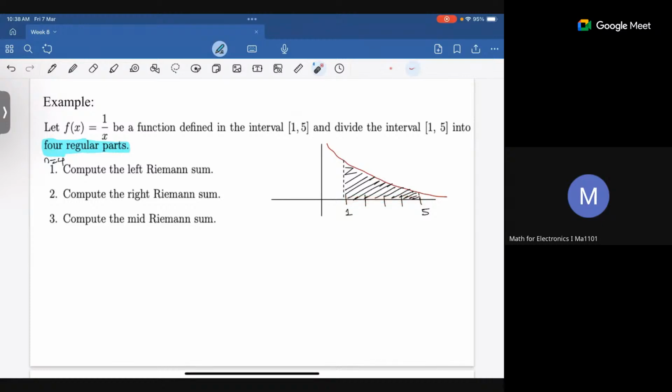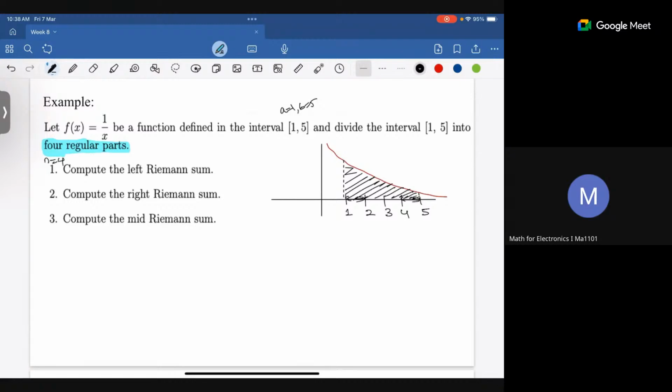Now, what will be these points? x1, x2, x3? Anyone? So we know the delta, right? So delta is b minus a by n. So here b, a, everything is given to us. a is 1, b is 5, and n is 4. So the points are 1, 2, 3, 4, 5. Yes, correct. So once you have 1, 2, 3, 4, 5, we have x0 to xn.